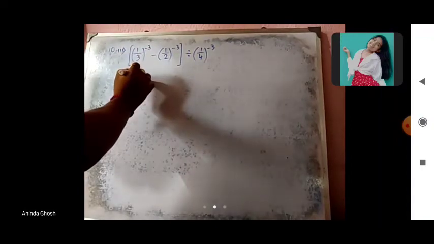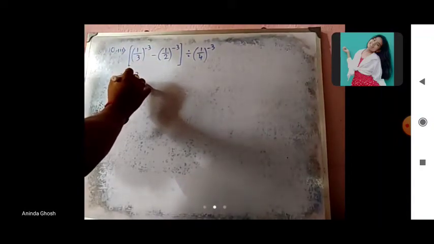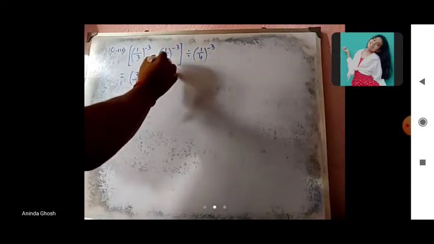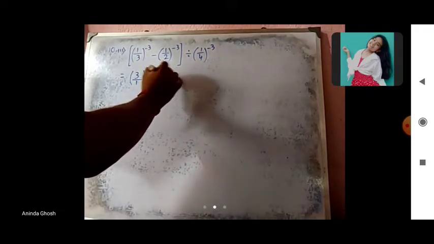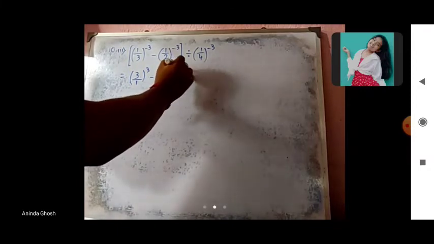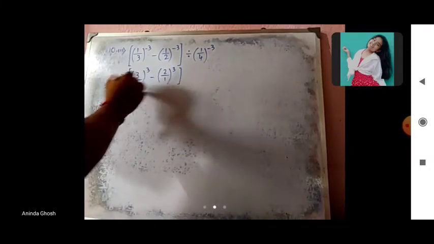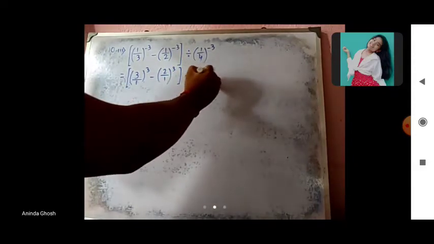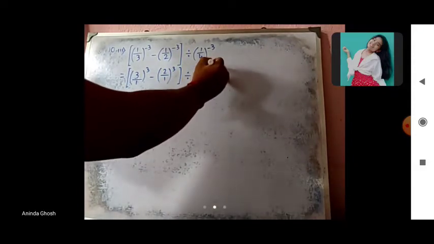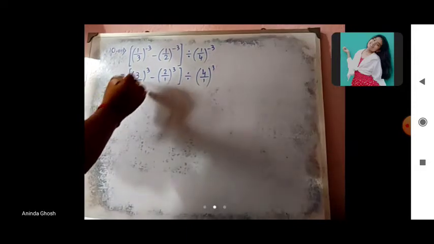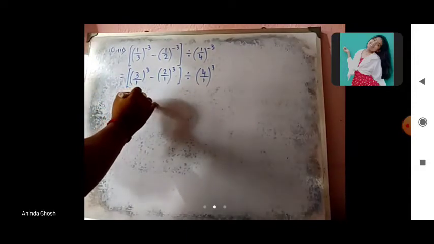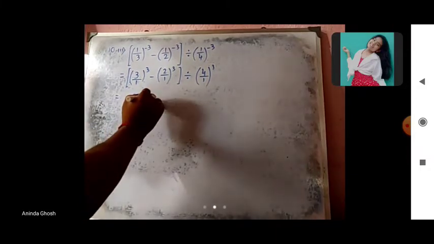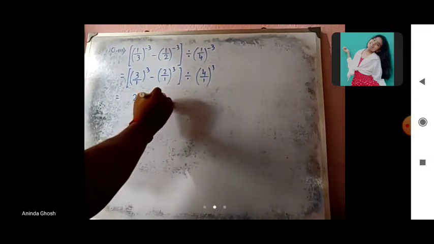Question 10.3. According to BODMAS we have to do this part, this bracket part. So for this minus sign reciprocate the value and we get 3 upon 1 to the power 3 and 2 upon 1 to the power 3 divided by 4 upon 1 to the power 3.